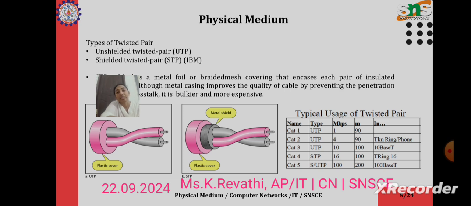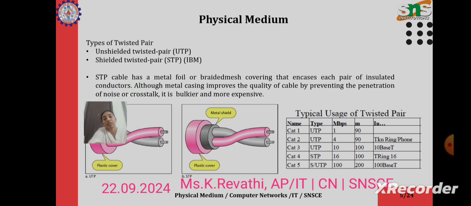Then the twisted pair is divided into two types. The first one is unshielded twisted pair, and the second one is shielded twisted pair. Unshielded twisted pair is simply called UTP, and shielded twisted pair is otherwise called STP. STP cable has a metal foil or braided mesh covering that encases each pair of insulated conductors. Although the metal casing improves the quality of cables by preventing the penetration of noise or crosstalk, it is bulkier and more expensive.